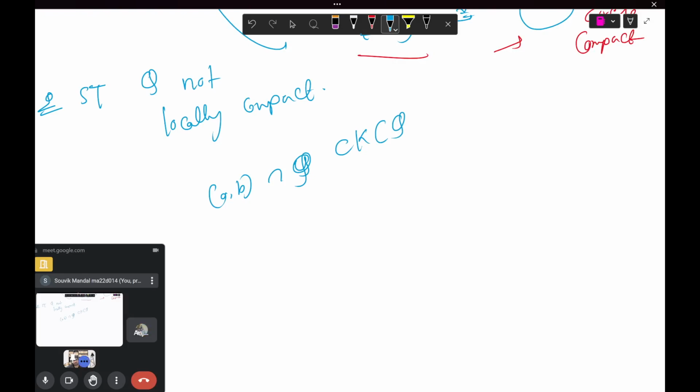No, no. What you need to check is that an open interval (a,b) intersection Q, which is open in Q, cannot be inside any compact subspace of Q, right? This is what you need to check, correct? That's the point.